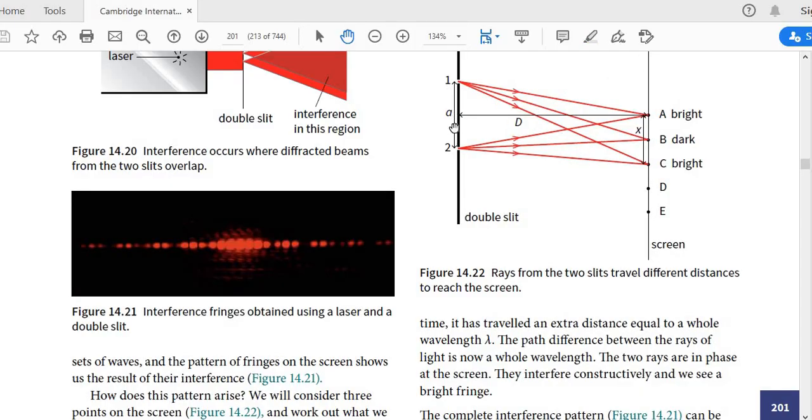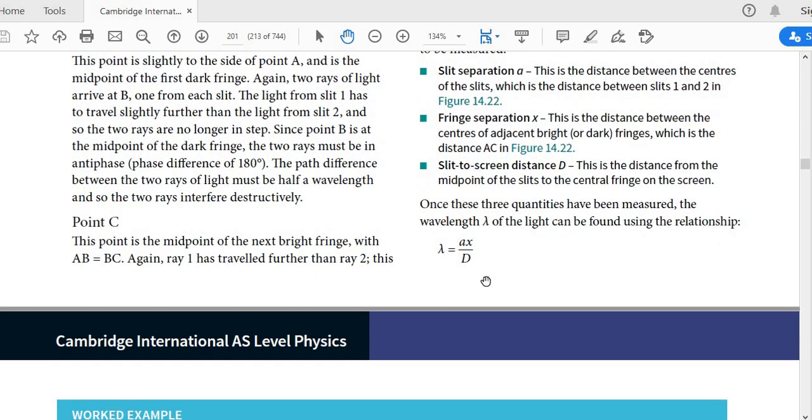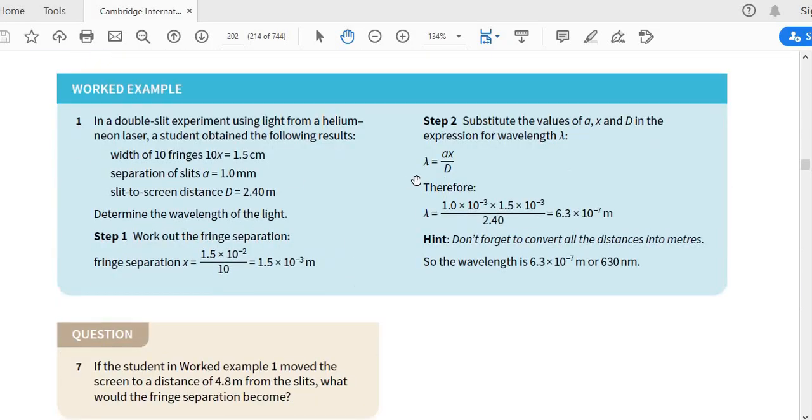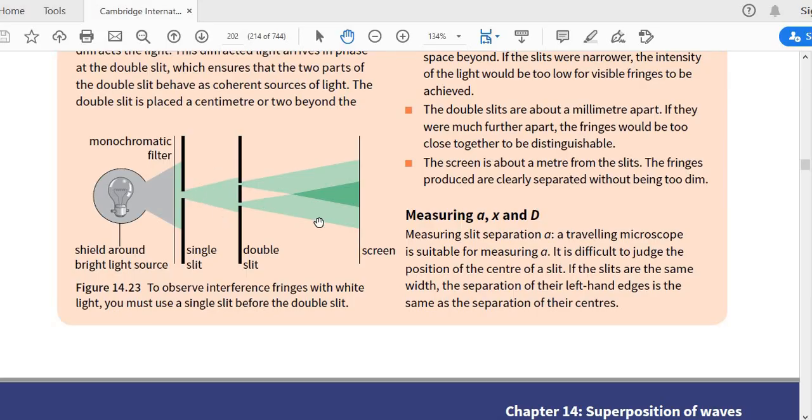So you should be able to identify where is A, where is D. D is the slit to screen distance. This is the slit, this is the screen. The perpendicular distance from the slit to the screen, that is D. So lambda equals ax over d. Then there are some questions using that. And then here is another one, something similar to that.